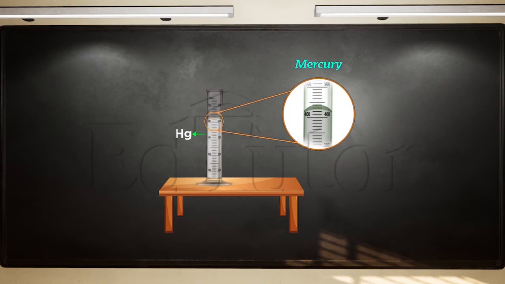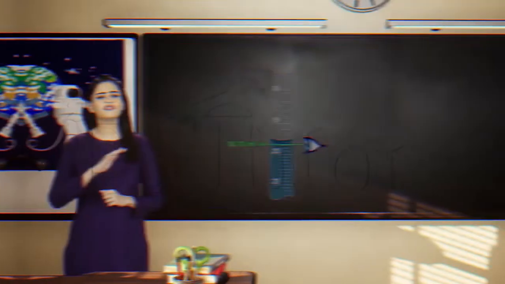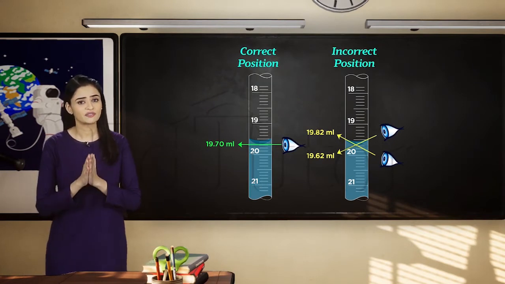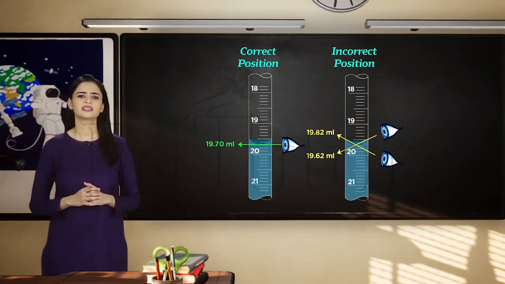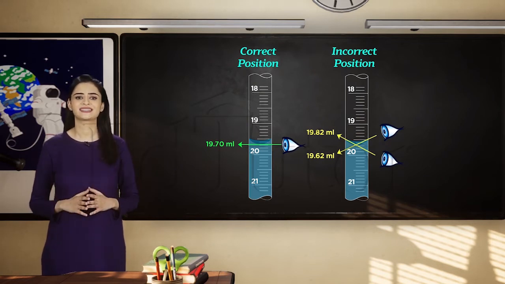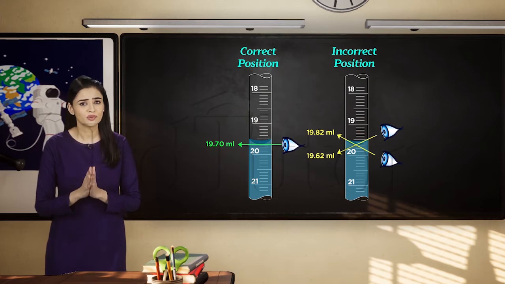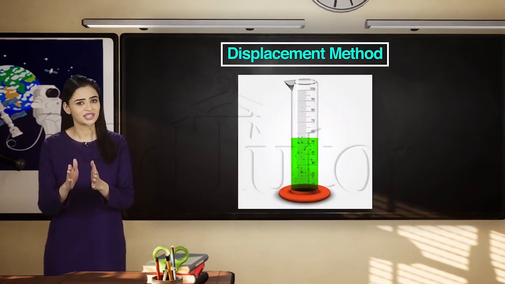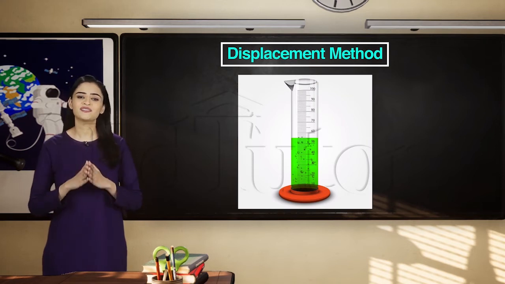The measuring cylinder is always placed on a flat surface. You will observe that the surface of the water is curved. This curved surface of water is called meniscus. The meniscus of most liquids curves downwards, except for mercury, whose surface curves upwards.